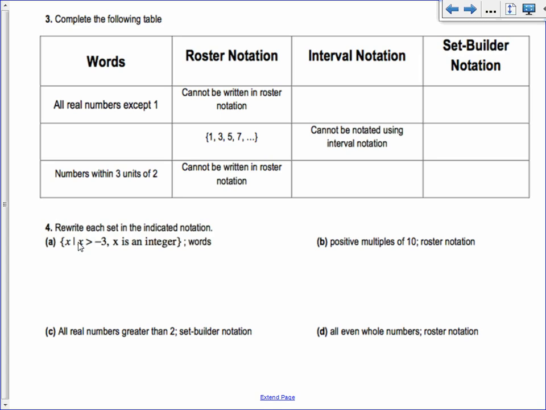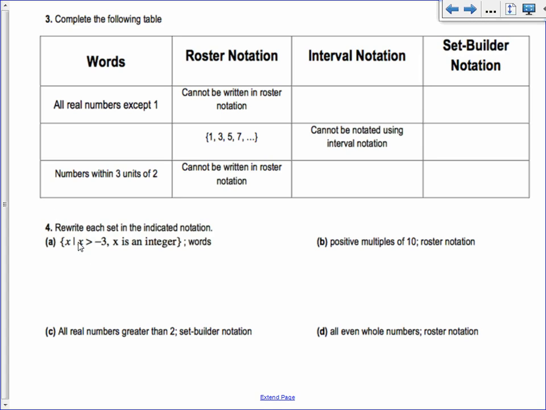So all real numbers except 1, you can't write it in roster notation because you have all real numbers except 1. So you could have 0.1, 0.01, 0.001, 2 root of 7, and you can have all kinds of figures. So you can't list out all the numbers. Does that make sense? Okay, so interval notation.